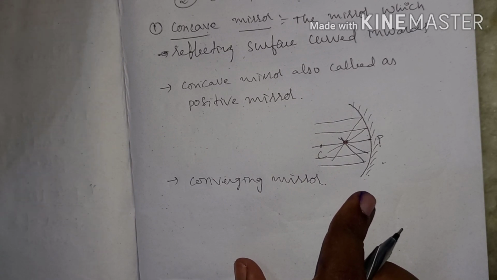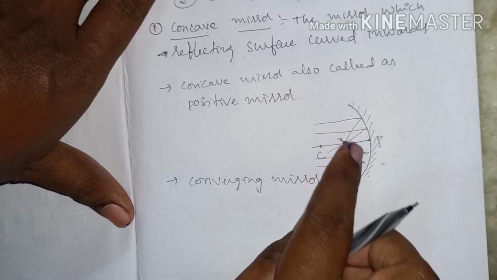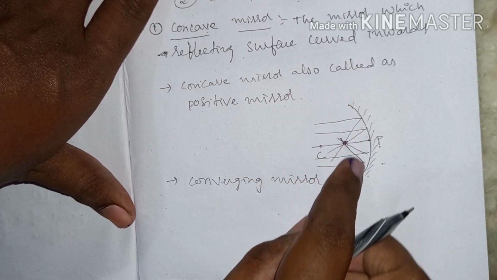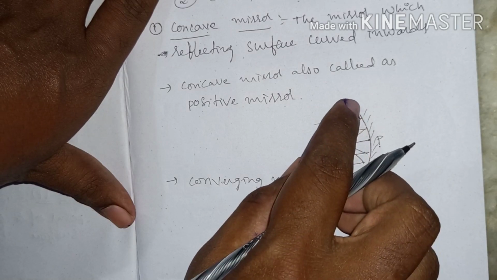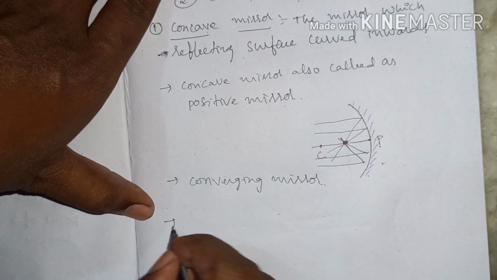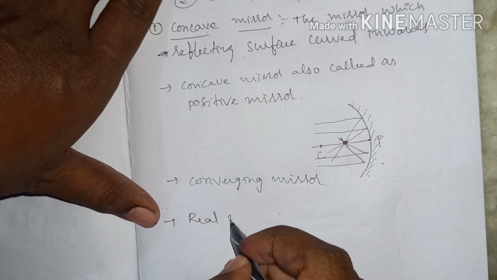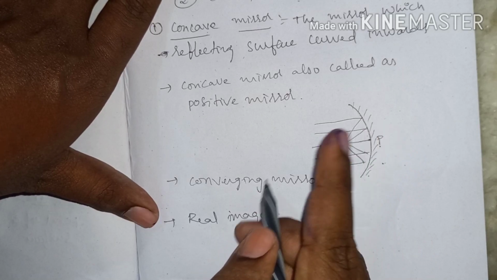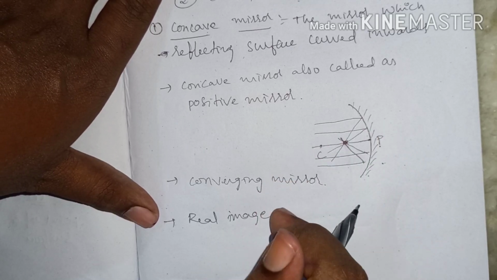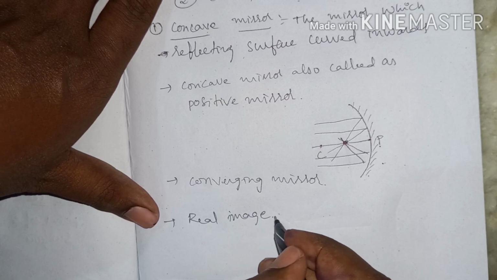And we already told you the surface of this mirror is curved inwards. It is a converging mirror. And this can form a real image all the time. There is one exception, where it forms a virtual image, which we'll discuss later. Mostly, it forms a real image.